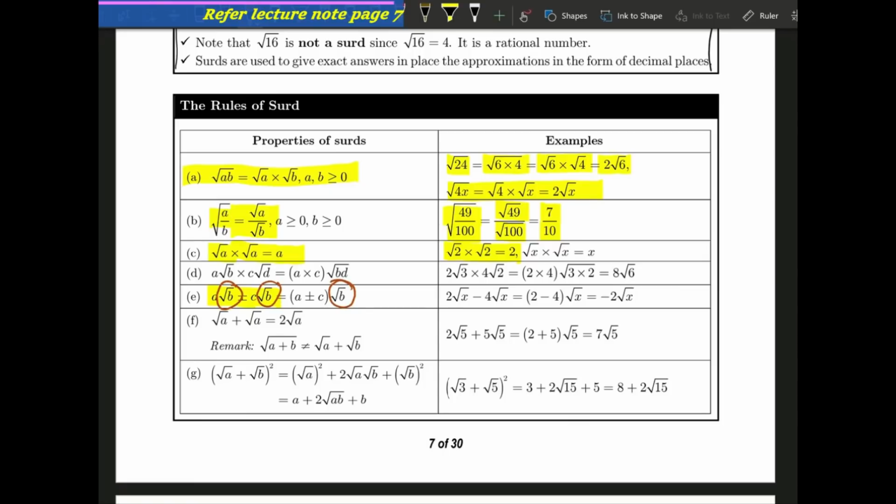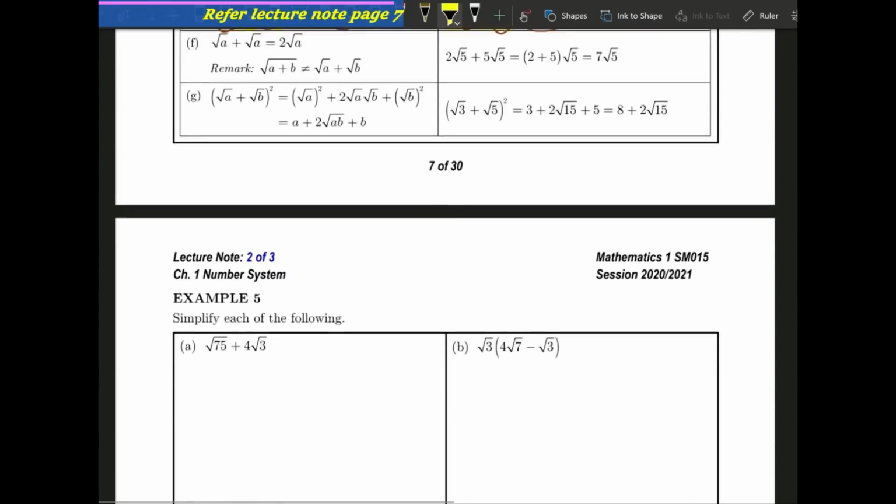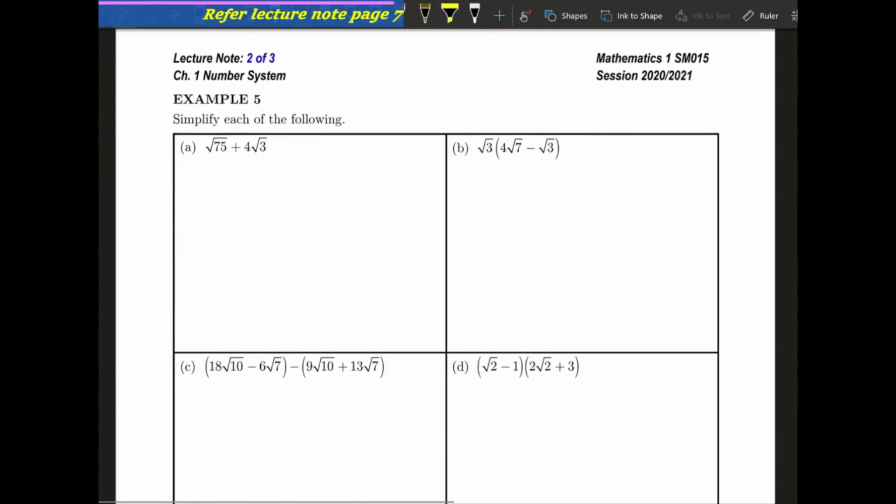For example, here we have 2 surd x minus 4 surd x. Same surd, right? So if there is the same surd, we can simply subtract the numbers in front of the surd. That's why we just simply do 2 minus 4, and you get minus 2 surd x. So that's it. Very simple. Easy peasy.